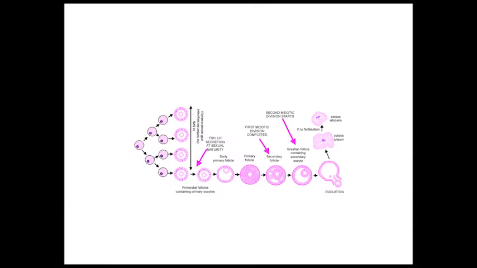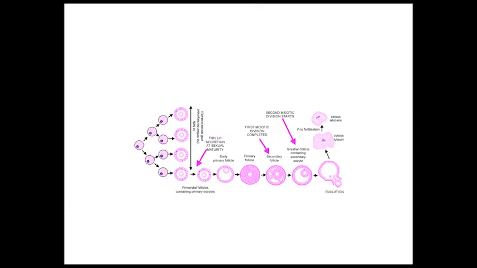These primordial follicles start to act at sexual maturity, and they start to mature. These primordial follicles containing the primary oocytes mature, and then they become the early primary follicle. This primary follicle then multiplies. The cells multiply, then it converts into the secondary follicle.